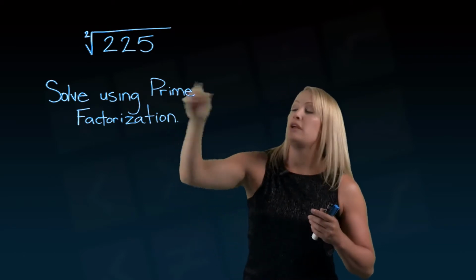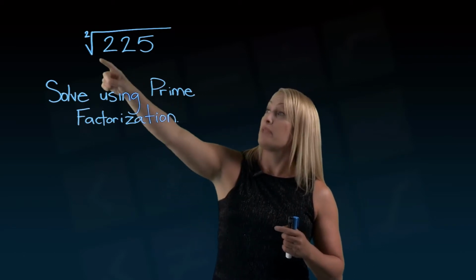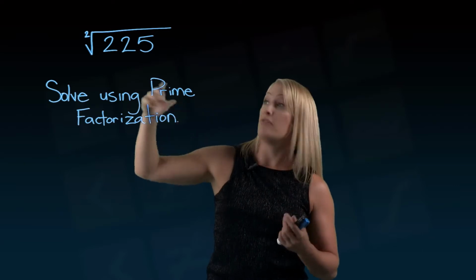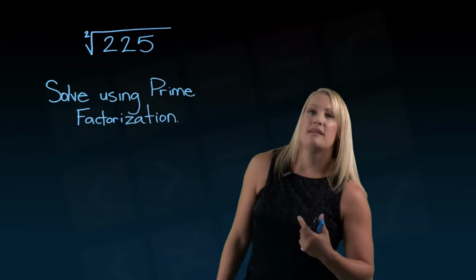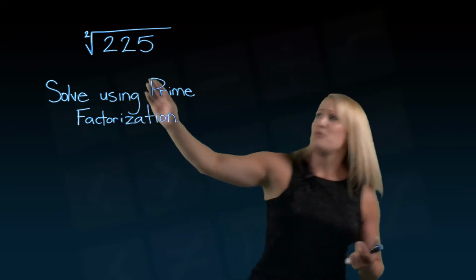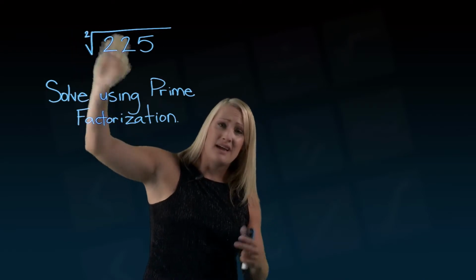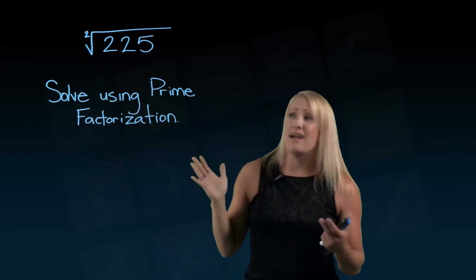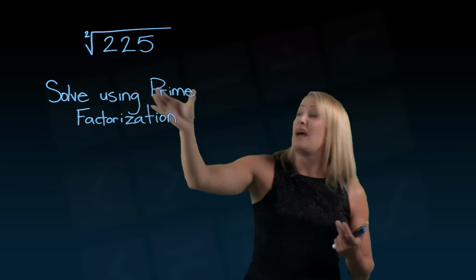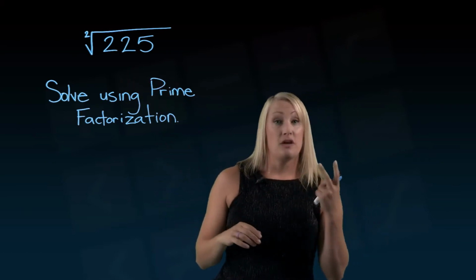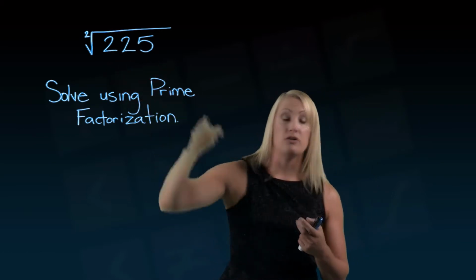We've got a question up here, the square root of 225. There's a 2 up there indicating that that's square root, and a lot of the times we actually don't see that 2. That 2 isn't written. It's implied, but that's what that means. So that means what number times itself twice would give us 225.